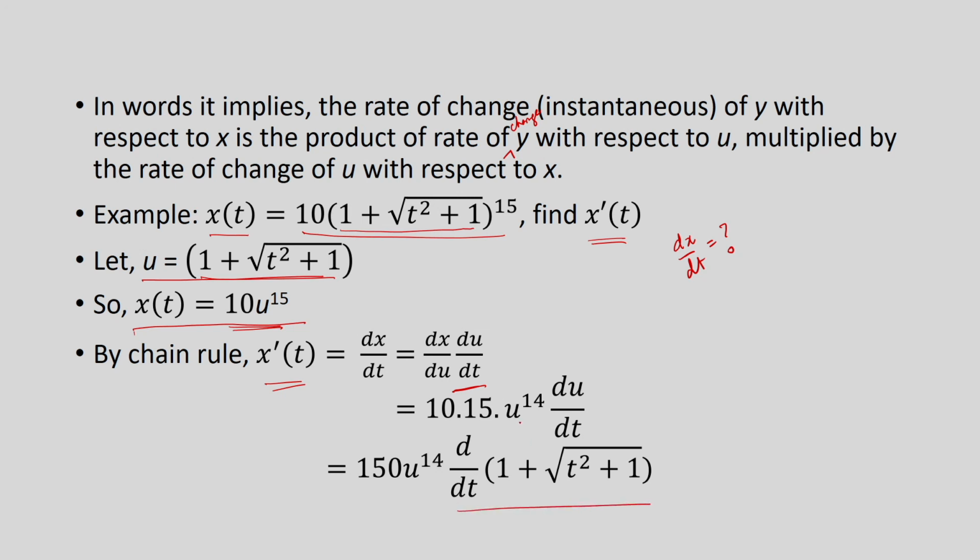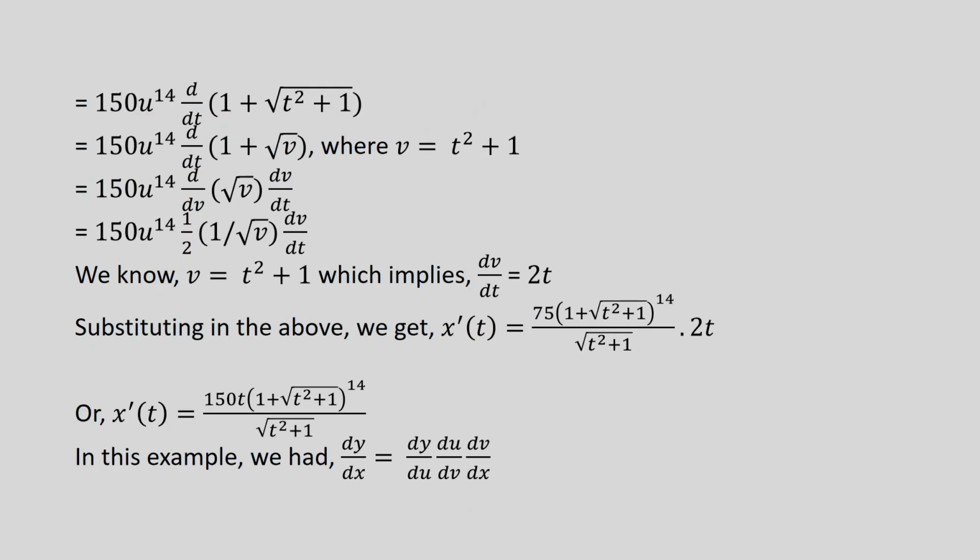We have just substituted the value of u from here, right. U was assumed to be this. So, I am using that expression of u, which is 1 plus root over t square plus 1, that we have to differentiate with respect to t, and this is preceded by 10 multiplied by 15, which is 150, multiplied by u to the power 14.